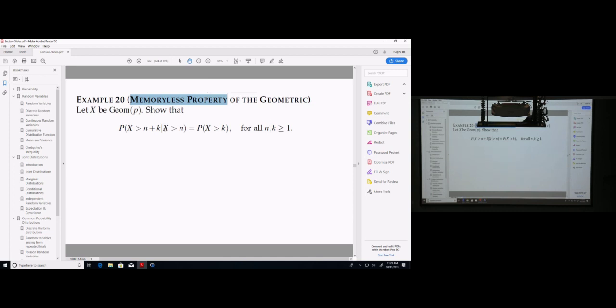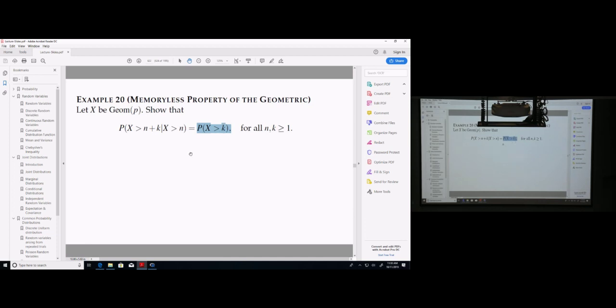So here it says that you have been waiting for at least n times, I mean, your success hasn't come during the first n times. You've been waiting for it, so it hasn't happened yet. So for example, n is 10, and we are interested to see whether you have to wait an additional time of k. All right? So the right-hand side says that it is the same as the probability that your X is bigger than k.